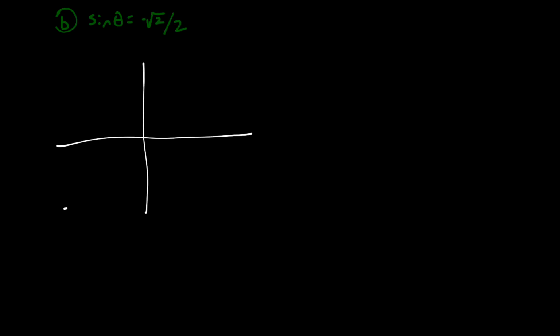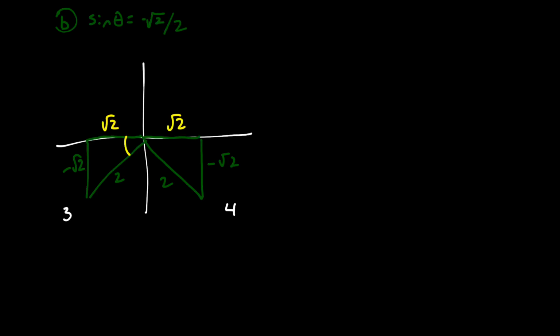Part B, we wanted to find the solutions of sine theta is equal to negative square root of 2 divided by 2. Again, we can just draw our right triangles. We know that sine theta is only negative in quadrant 3 and quadrant 4. And we can form right triangles who have opposite side length square root of 2 and hypotenuse 2. And again, the opposite side has a negative sign in it. This again tells us that the adjacent side for each of these triangles is given by the square root of 2. And so the angle between our hypotenuse and our x-axis is again pi divided by 4.